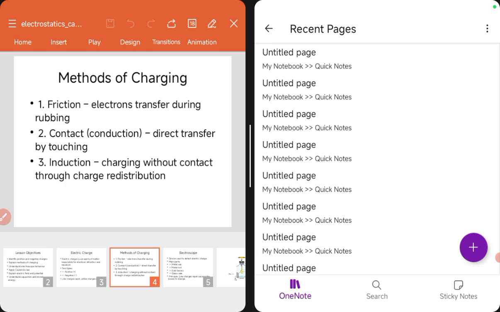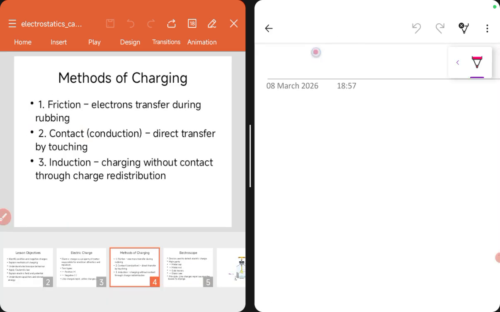Now, the first method is called charging by friction. When we talk about friction, we're talking about contact. Friction is the opposition to relative motion between two objects. So when we talk about charging by friction, that means we are charging by rubbing objects together. By rubbing them together, friction causes heat, and as you're rubbing them together, a charge is acquired by one of the objects.